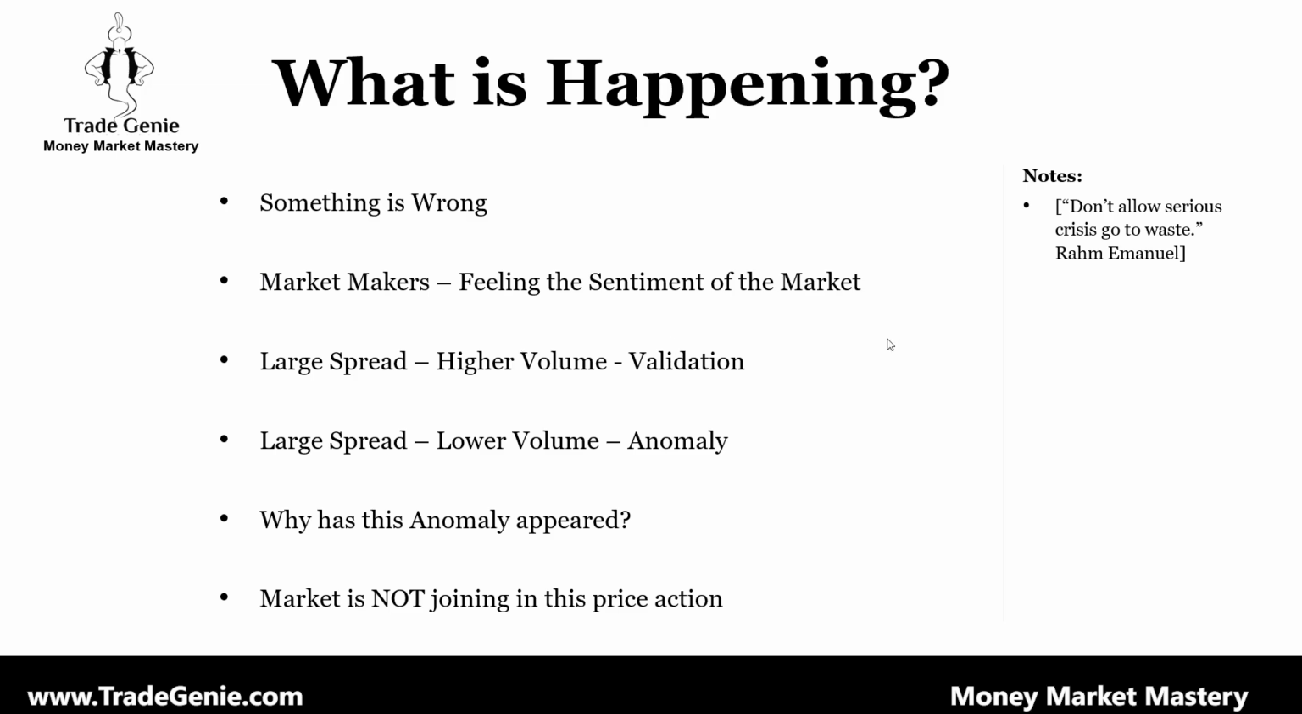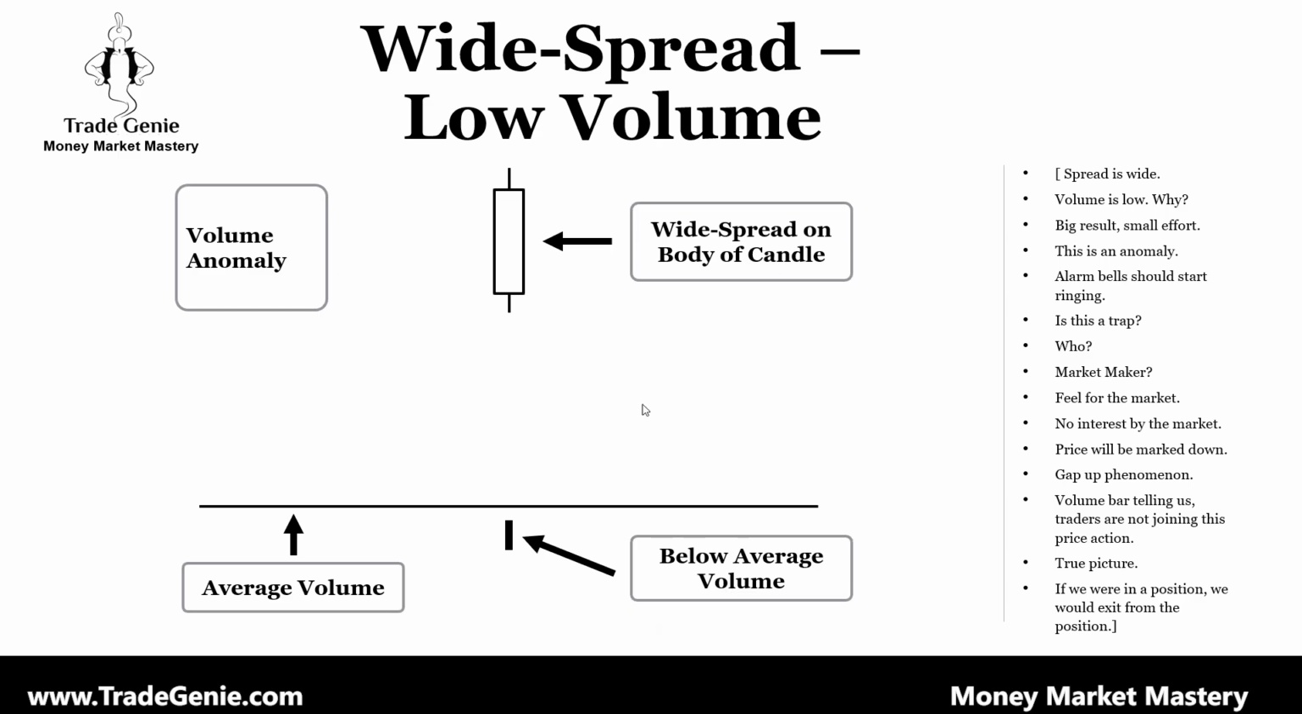They raise the price, the stock gaps up, and then there are no other buyers. So think about that. Large spread, high volume: validation. Large spread, lower volume: anomaly. So there was an anomaly here, and why has this anomaly appeared? Ask the question: why is the market not joining in this price action?